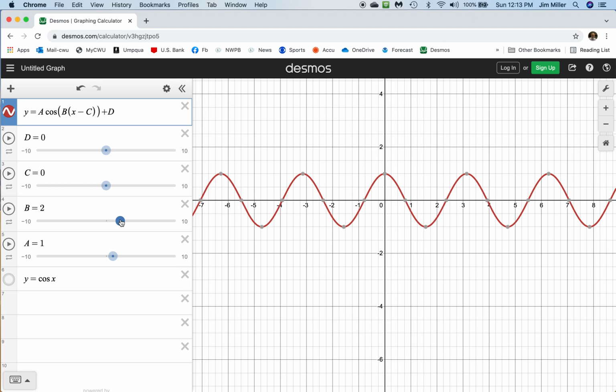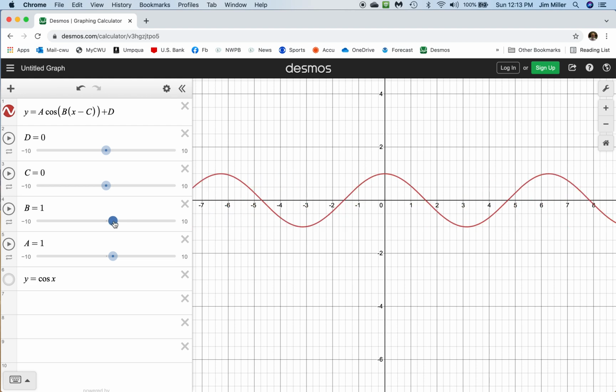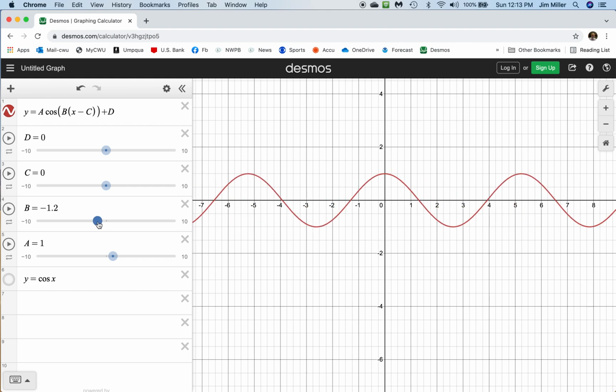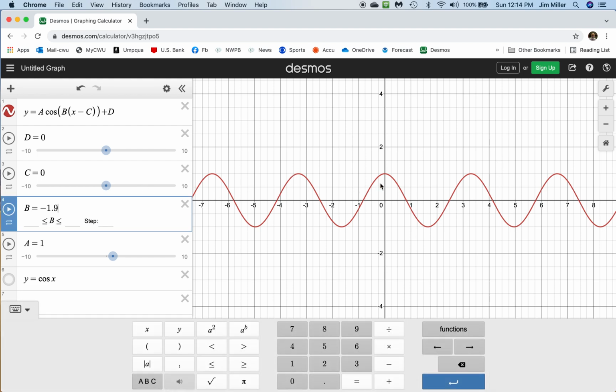And now watch what happens if we go from positive 2 to 1. Now if we go closer and closer to 0, it makes them longer and longer and longer. Then if I start going to minus, you can't really tell, but it's flipped. The positive side goes to the negative, and the negative goes to positive. But since cosine is even, you don't notice any difference. So now I'm going to move this back.